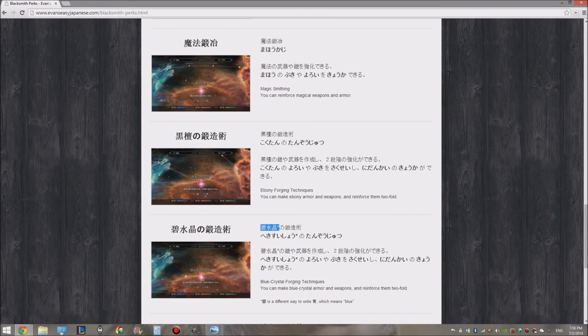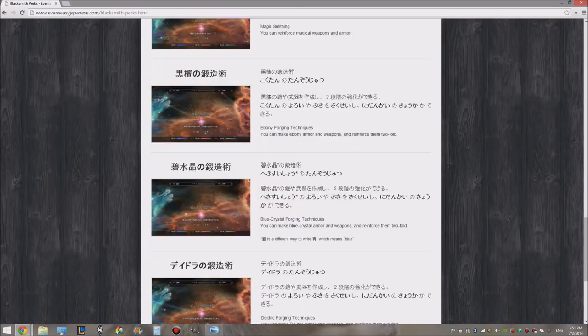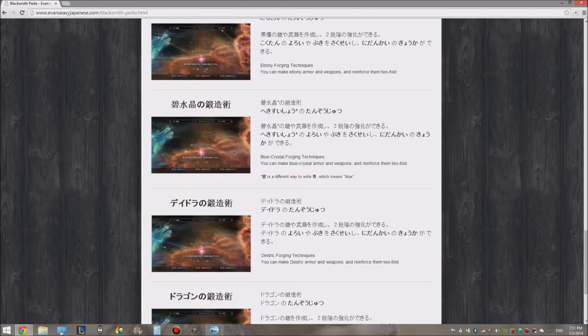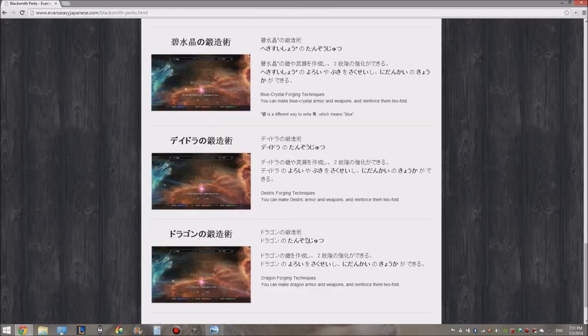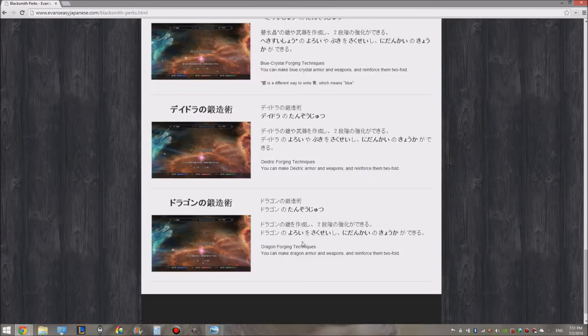Hekisuisho. I always want to say jo on accident. It's hekisuisho. This literally means like a blue crystal. However, in this situation, it's talking about the Skyrim glass armor. Hekisuisho no tanzo jutsu. Heki basically means blue. Sui means water. And sho is like crystalline. Anyway, just glass armor, able to make, reinforce. Deidara no tanzo jutsu, able to do the same thing to Daedric stuff. Dragon no tanzo jutsu, same thing with dragons.